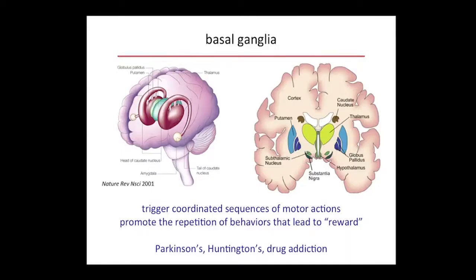As you all know, these are evolutionarily old and phylogenetically conserved subcortical structures that are very important for triggering coordinated sequences of motor actions and for promoting the repetition of behaviors that lead to reward. And you just heard Richard talk about the VTA and dopamine and its possible role in shaping animal behavior. It's quite important for shaping human behavior as well, as we know from diseases of the basal ganglia such as Parkinson's, Huntington's, and drug addiction.